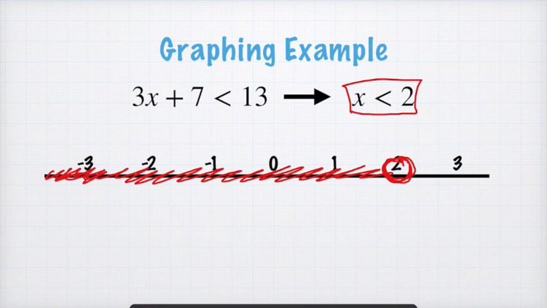If you want to test it though, you can plug in 0. 0 is a nice number that we can do right here, because you want to plug in any number that's really nice. 0 times 3 is 0, plus 7 is 7. 7 is less than 13, so that's an okay number right there. If you were to try and plug in 3, you get 3 times 3, which is 9. 9 plus 7 is 16. 16 isn't less than 13, so we start breaking things.